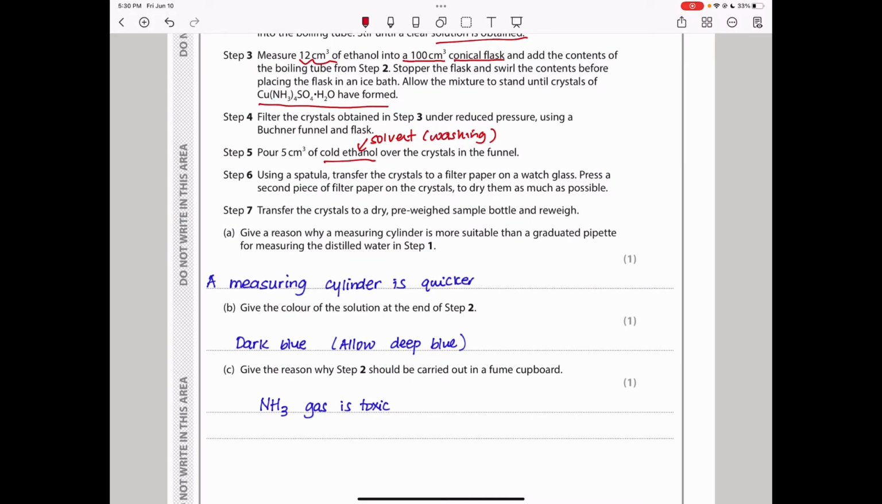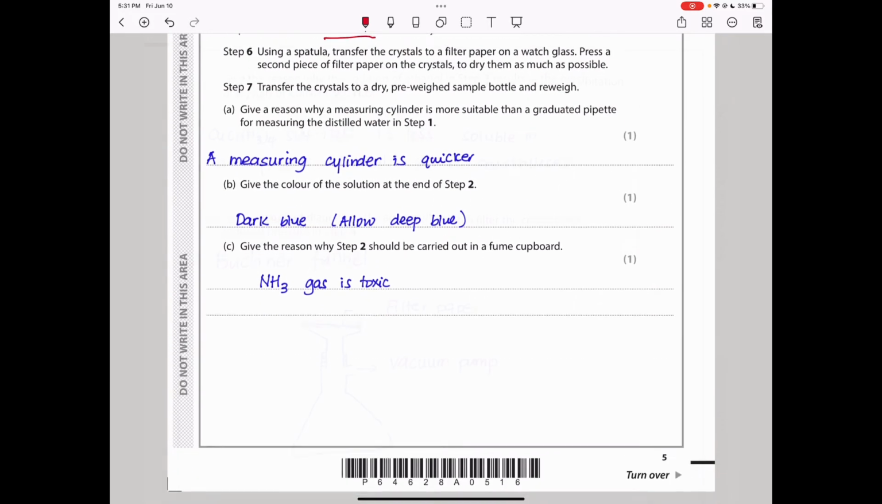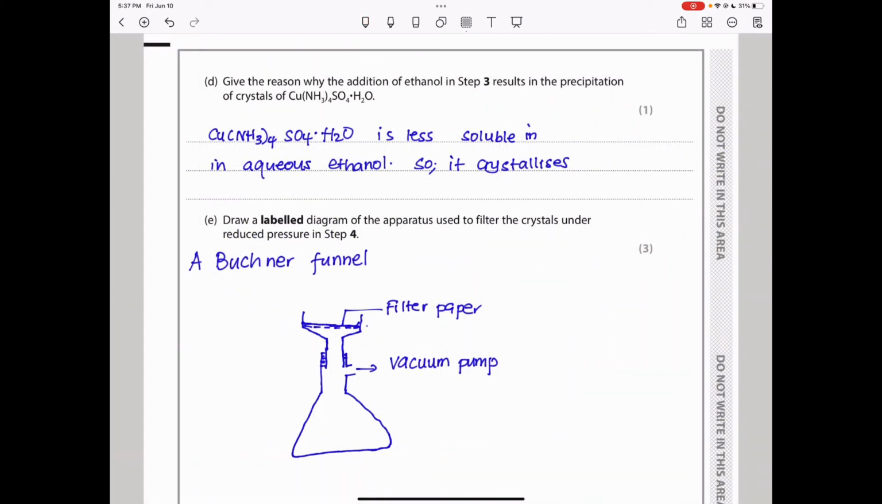Next part says, give the reason why step 2 should be carried out in a fume cupboard: it is because of ammonia gas being toxic. Give the reason why the addition of ethanol in step 3 results in the precipitation of crystals of the copper complex they have produced. Here we see that the crystals are going to be less soluble in aqueous ethanol. Aqueous ethanol is the solvent they're trying to use, but if you heated the ethanol, maybe solubility could be higher. But in this case, we see addition of ethanol causes the crystals to form, so they are less soluble in the ethanol.